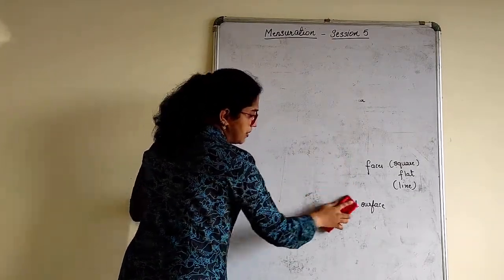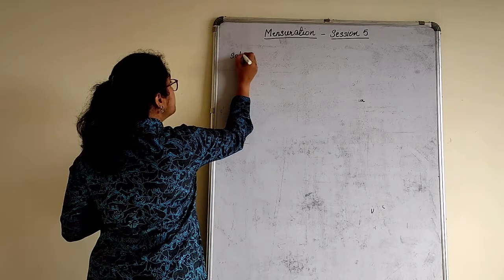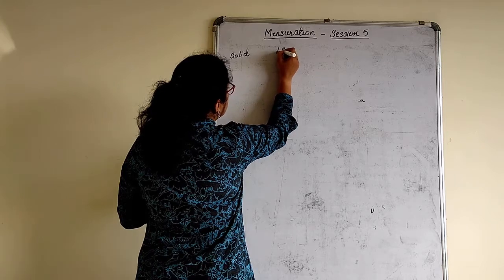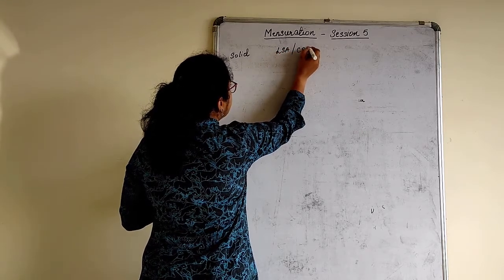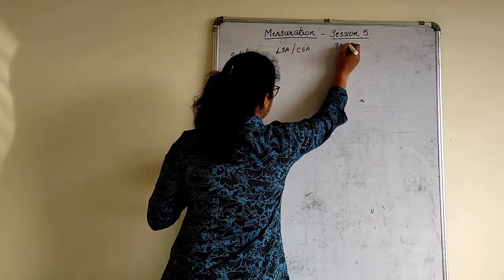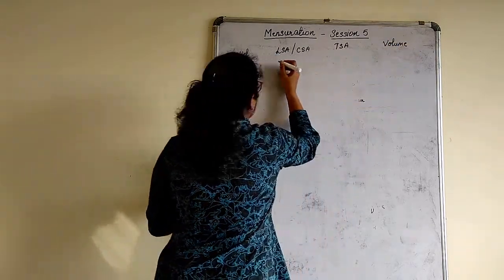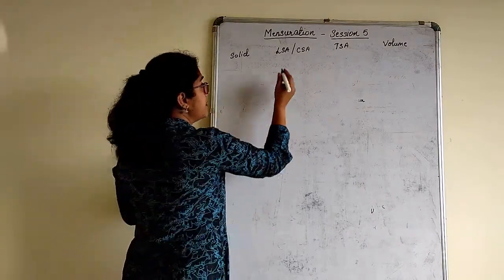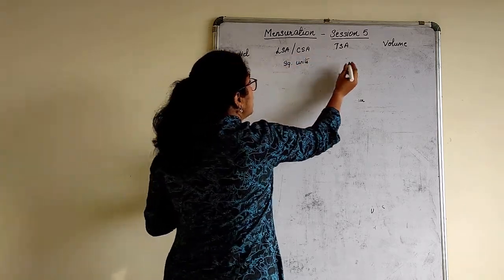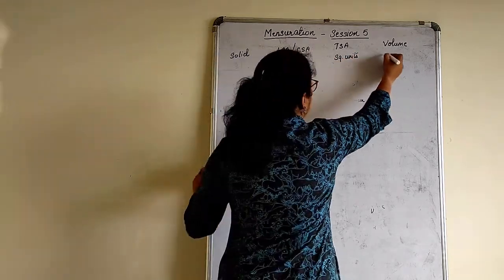So let's make this tabular column quickly. In this tabular column, I will write here solid. Then LSA or CSA, because it depends on cube, cuboid and cylinder. Then we have TSA and then we have volume. LSA and TSA are all areas, measured in square units. Volume is measured in cubic units.